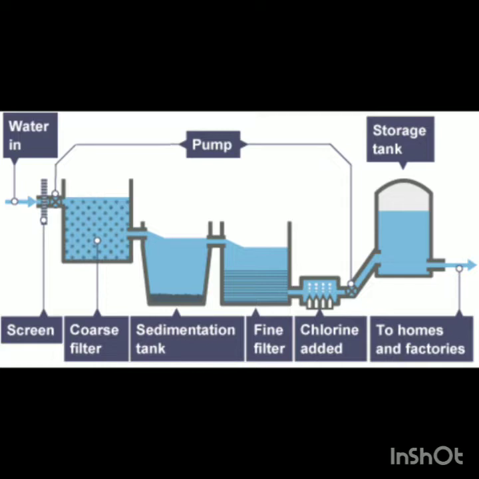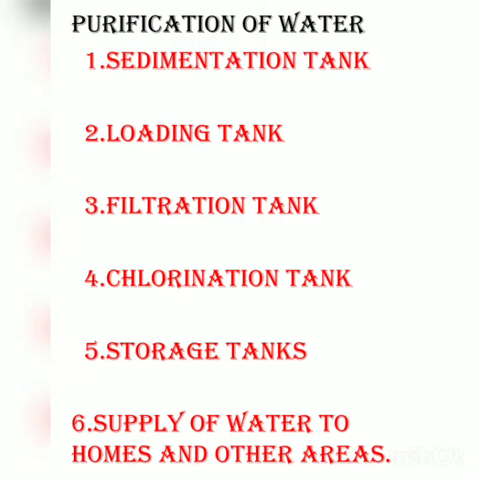The purification of water is done in the following steps. Let us have a look at these steps. The very first step is the sedimentation tank. The water coming from the reservoirs is pumped by a pumping station into large reservoirs known as sedimentation tanks. In this tank, the water is allowed to stand for some time. During this time, the insoluble solid substances present in the water settle down at the bottom of the tank. This process is known as sedimentation.